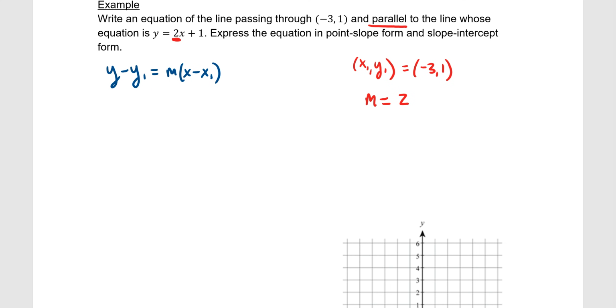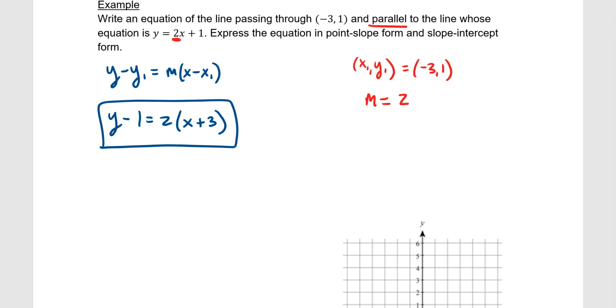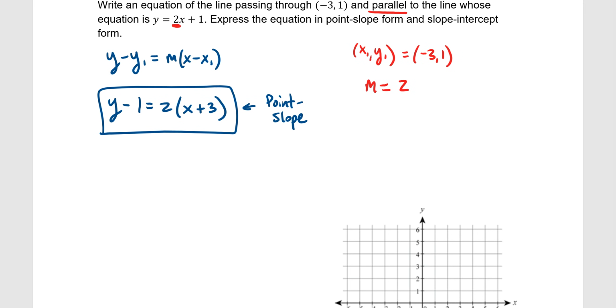So let's go ahead and plug this in. Once we have those, we're good. We do exactly what we just did. So it's y minus 1 equals 2 times x minus negative 3, which is x plus 3. Here is point slope form. And we need to solve this for y to get it in slope intercept form also.